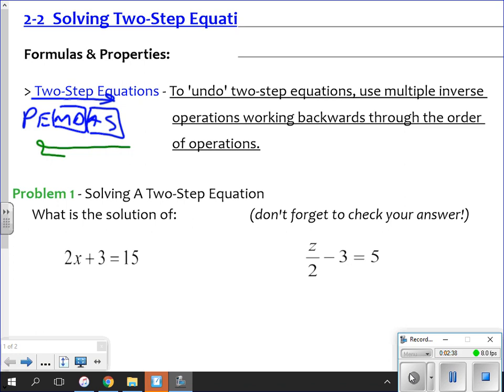We did one-step equations yesterday. Today you're doing two of those steps. Okay, you're going to do addition and subtraction first, and then you're going to do multiplication and division.